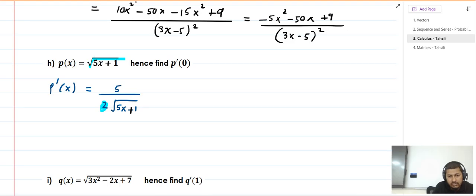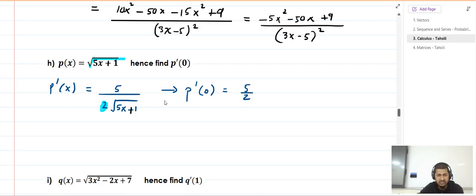Now this implies p prime 0. If I substitute 0 inside here, 5 times 0 is 0, and I've got 1 there, and the square root of 1 is 1, so the answer is just 5 over 2. I hope you understood that. It's just directly substituting 0 inside this derivative function.